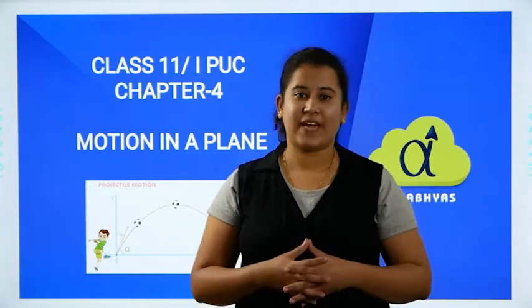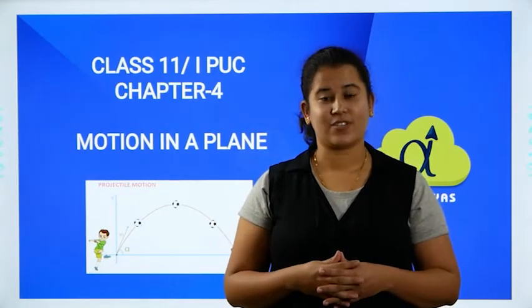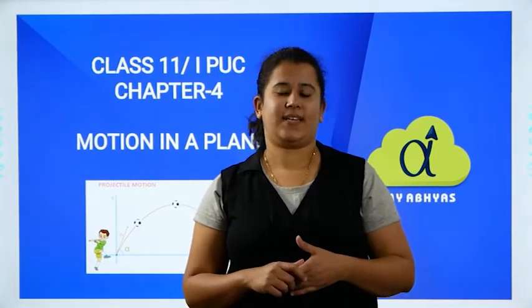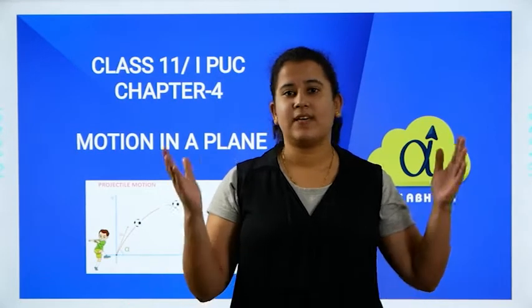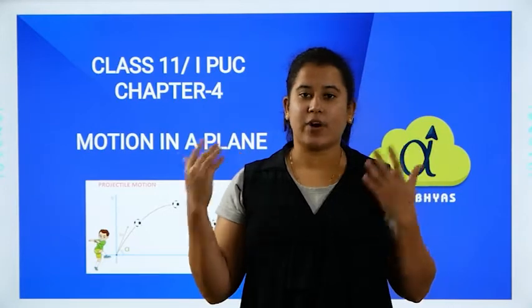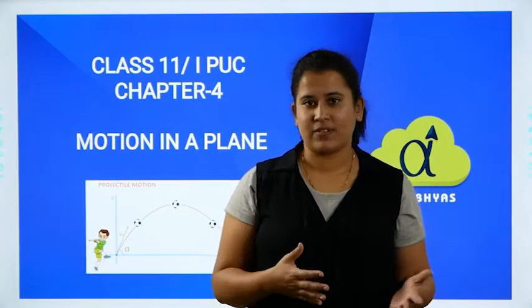So in the last session we discussed the chapter called motion in a straight line, right? So what does motion in a straight line mean? Straight line in the sense that it is going in one coordinate system, or the body is moving in only one direction, right?